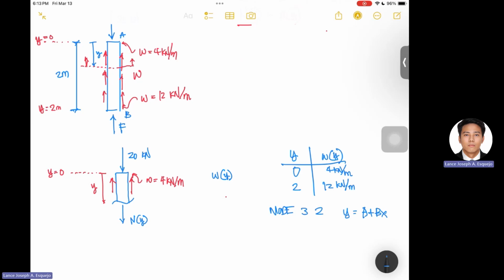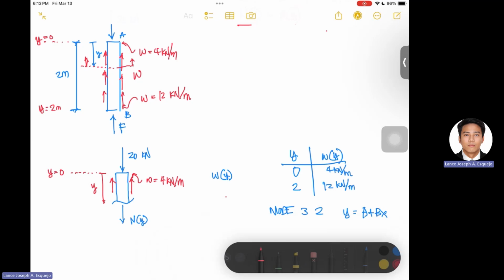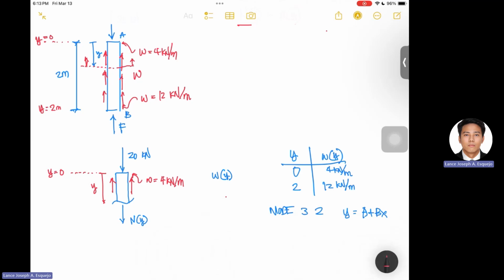So sa calculator, pwede nating i-type these values. So at the X column, write 0 and 2. And then in the Y column of the calculator, write 4 and 12. After natin ma-input yung values, we can just push yung ating AC button and then shift, then 1, and then 5.